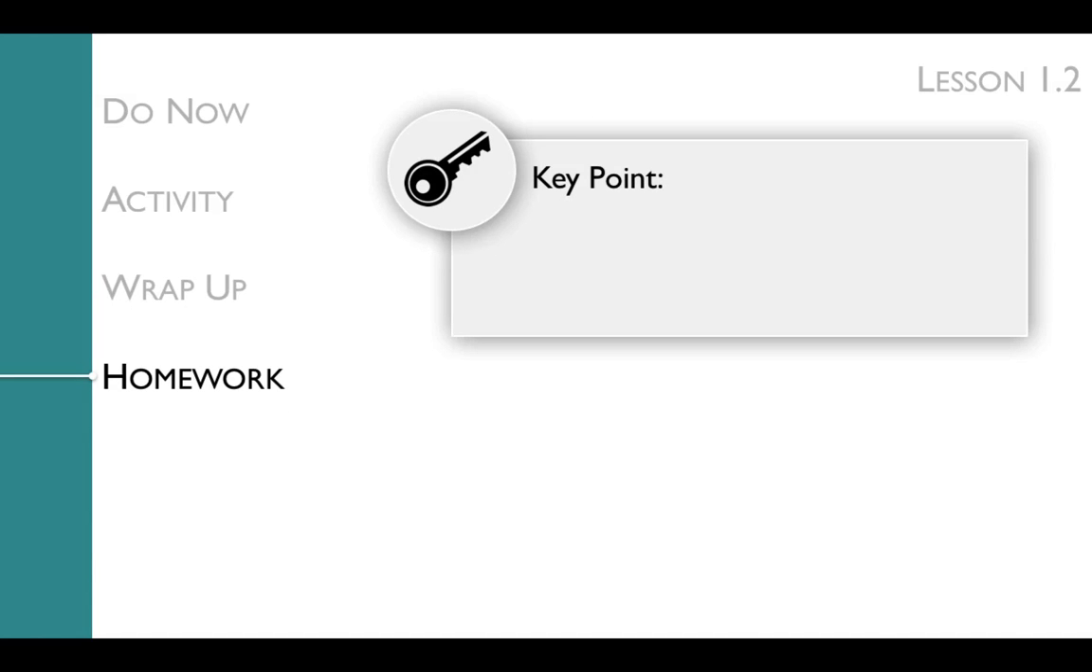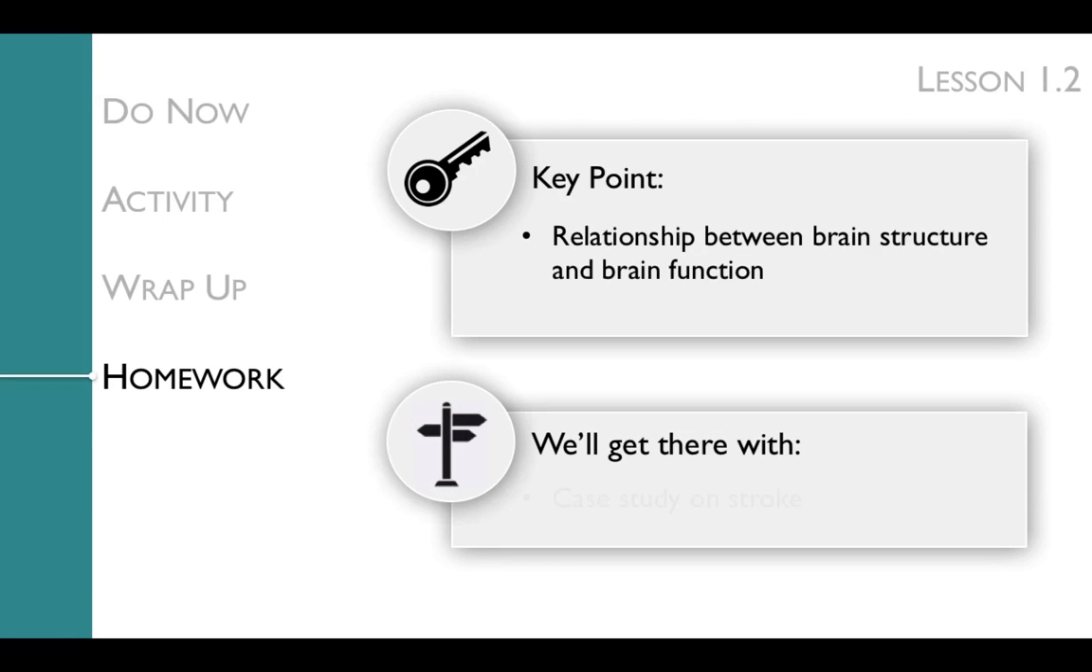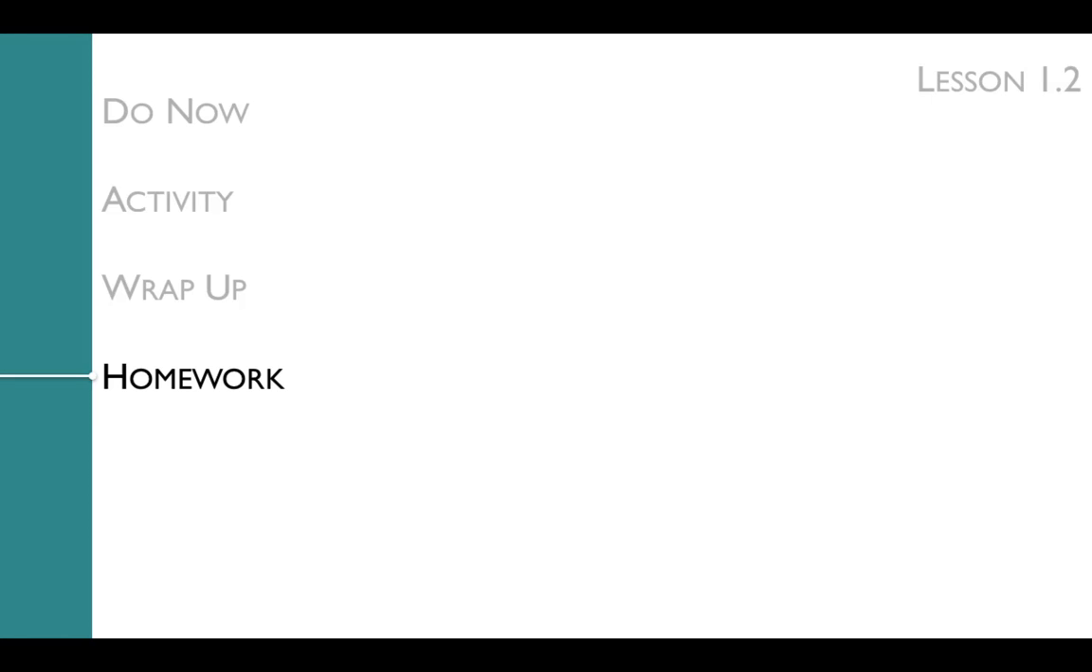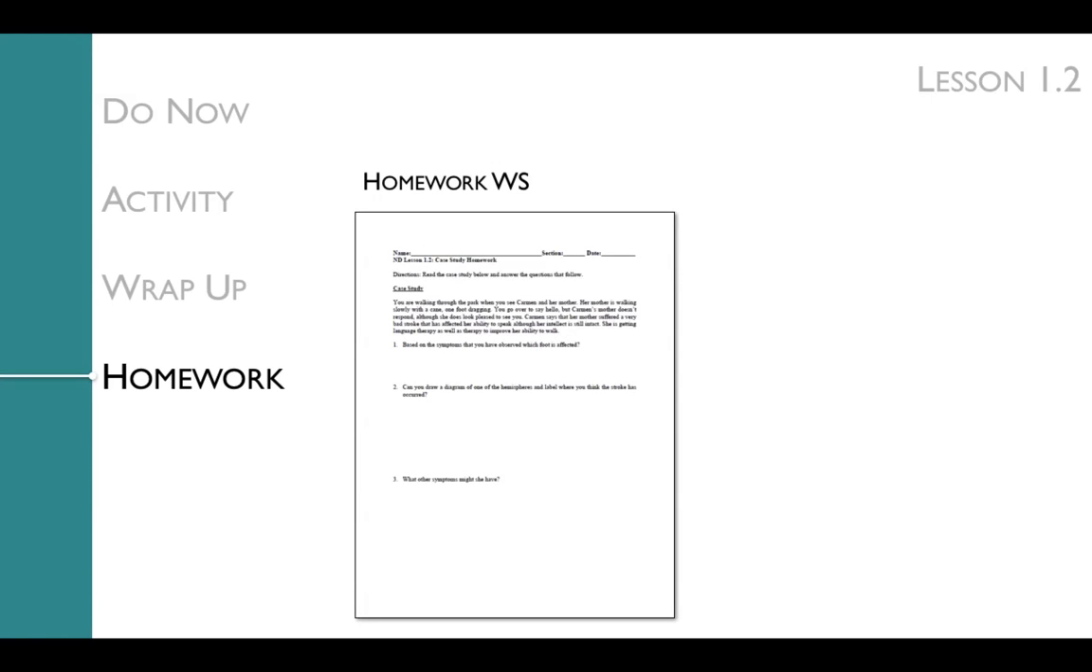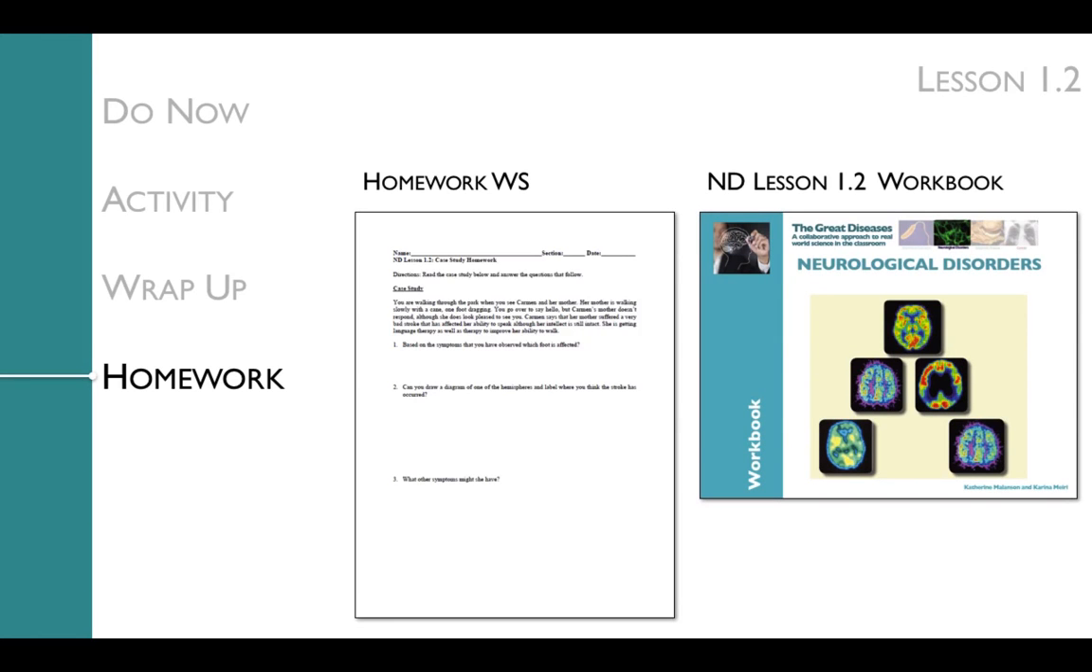The key point of the homework is to explore the relationship between brain structure and function. We'll get to this key point by having students analyze a case study on stroke. For homework, students will be completing a worksheet that has them analyze a case study on stroke. To complete the homework successfully, students need to apply their understanding of the functions of specific brain structures in order to predict which brain structures were likely damaged in a stroke. If students need assistance with this homework, they should refer back to the reading in the workbook for today's lesson.